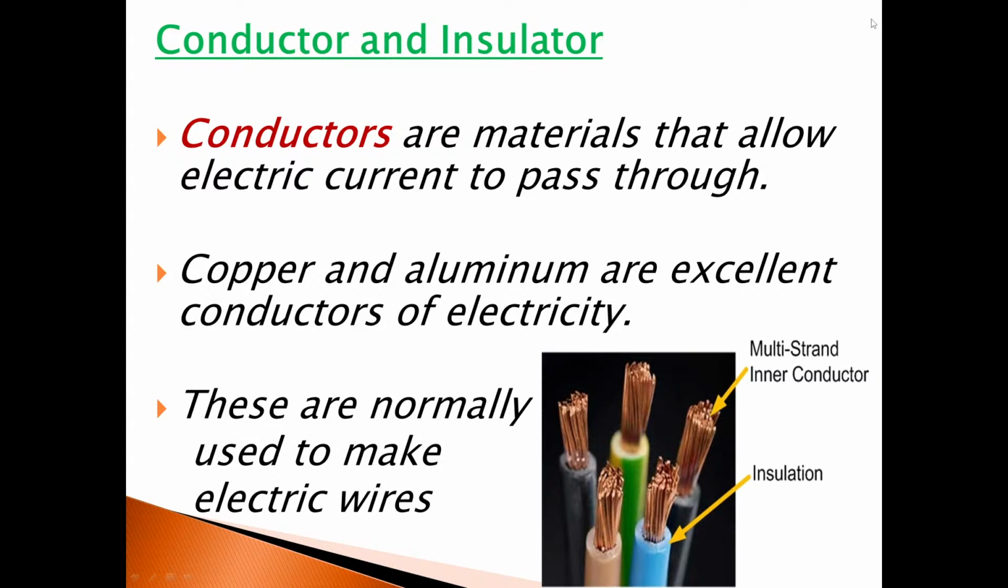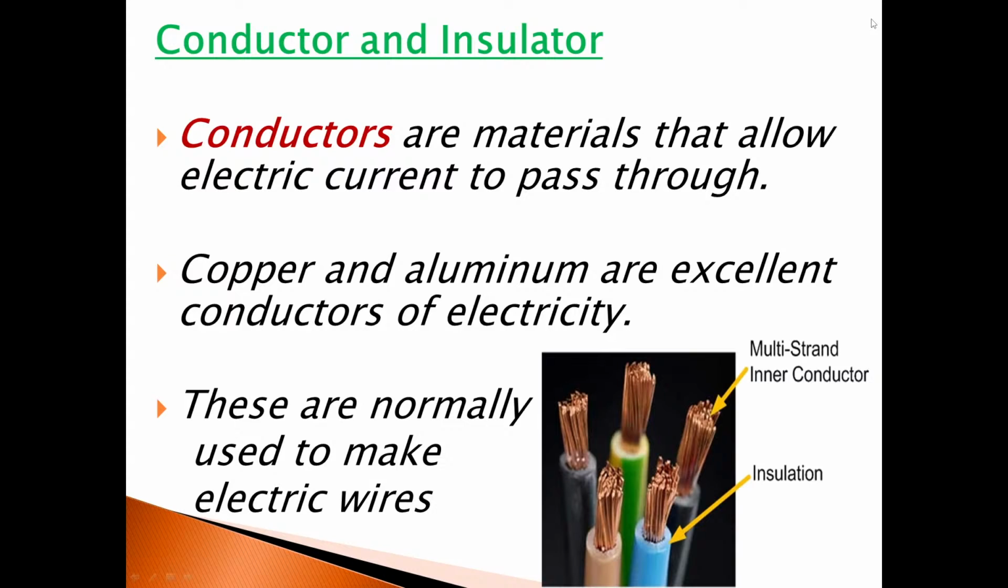So a conductor is any form of material that can allow electrical current to pass through that object and be passed on to another object. Of course, we have some materials that are excellent at moving electricity from one place to another. Copper, well commonly known, and aluminum. These are said to be excellent conductors of electricity.